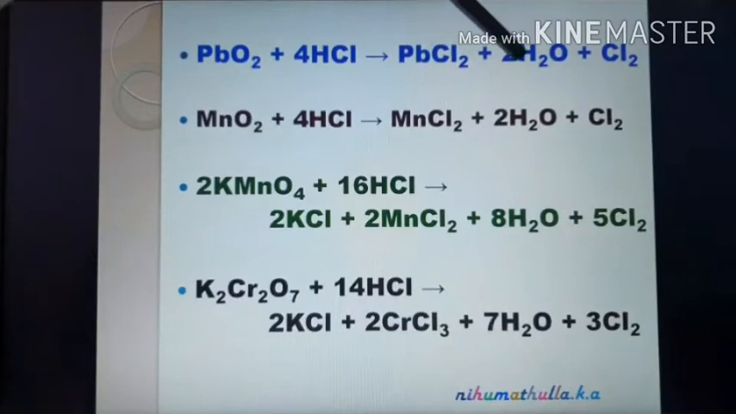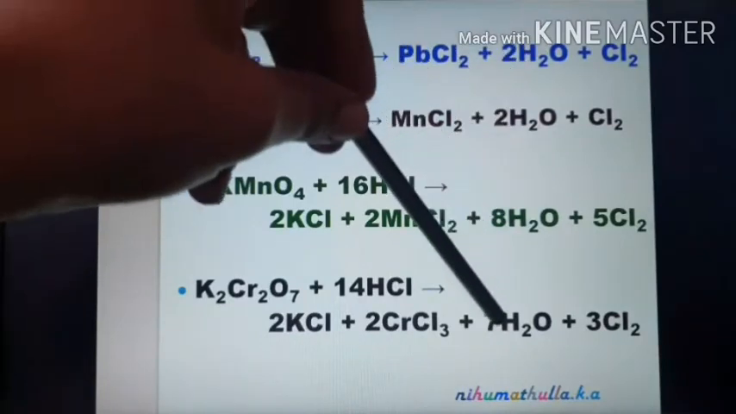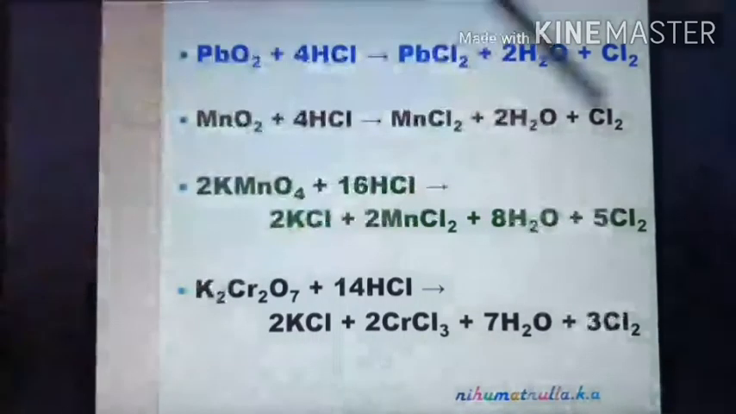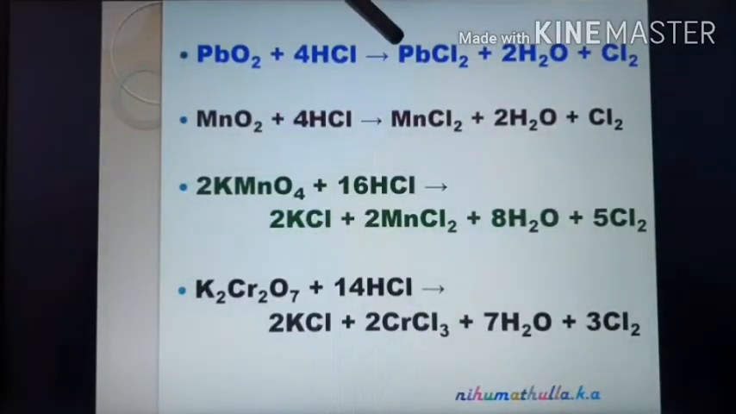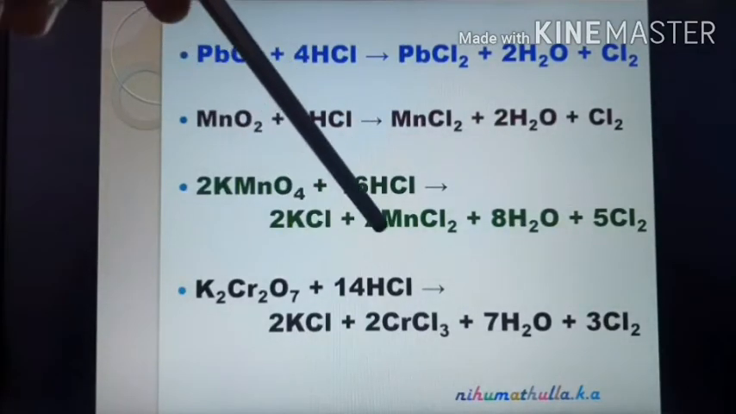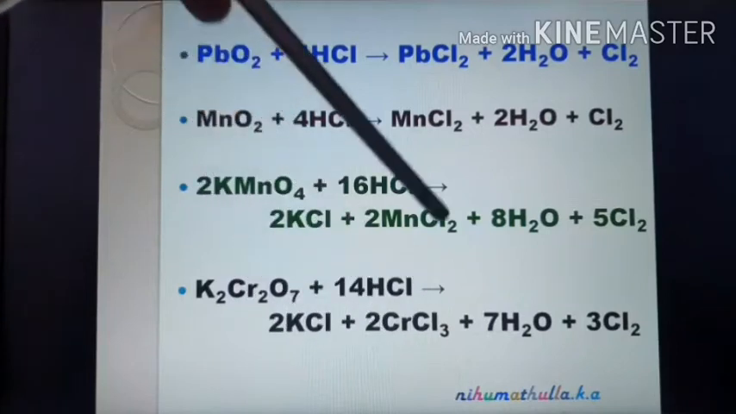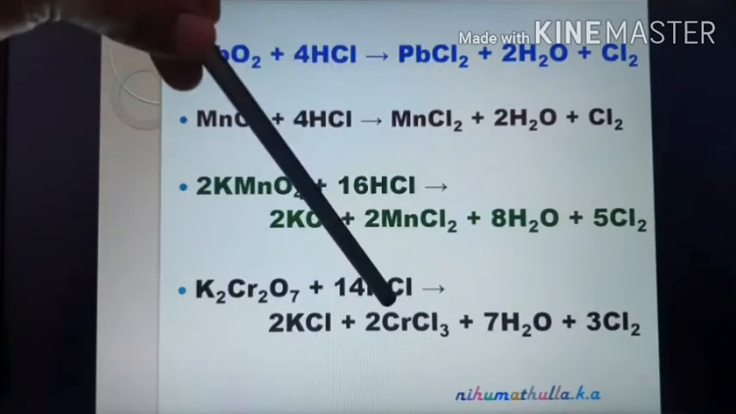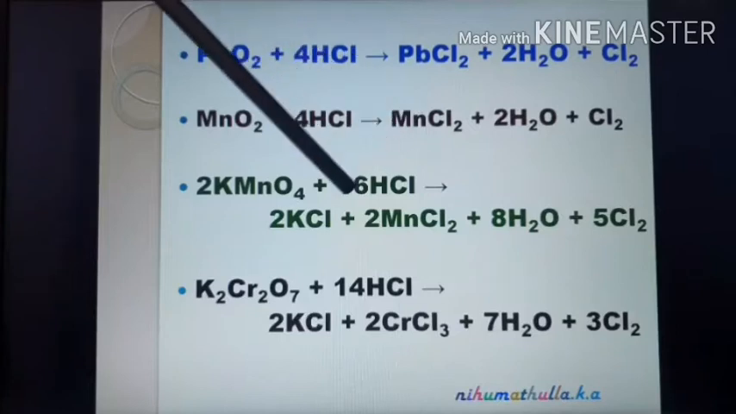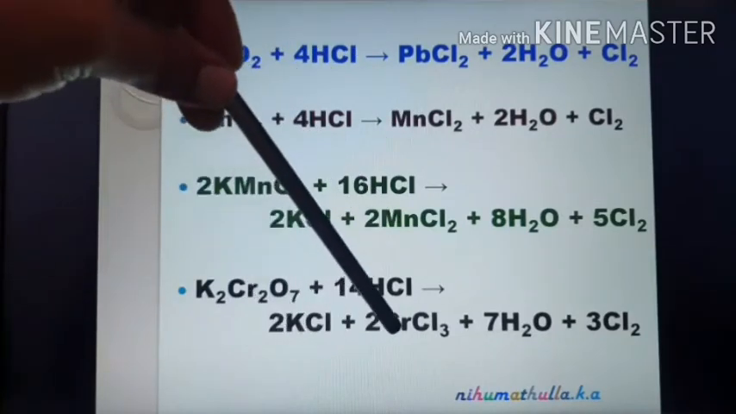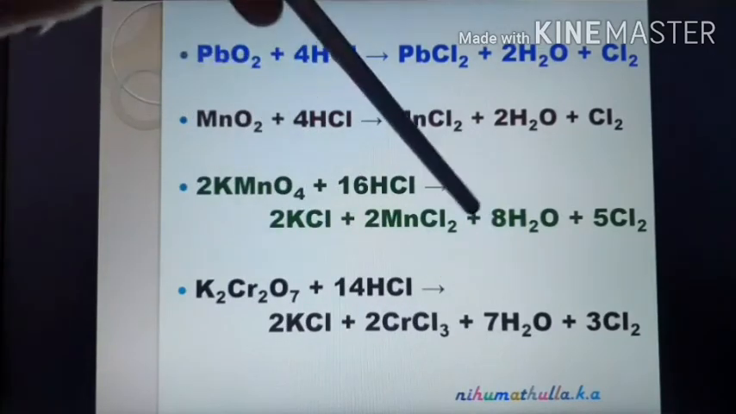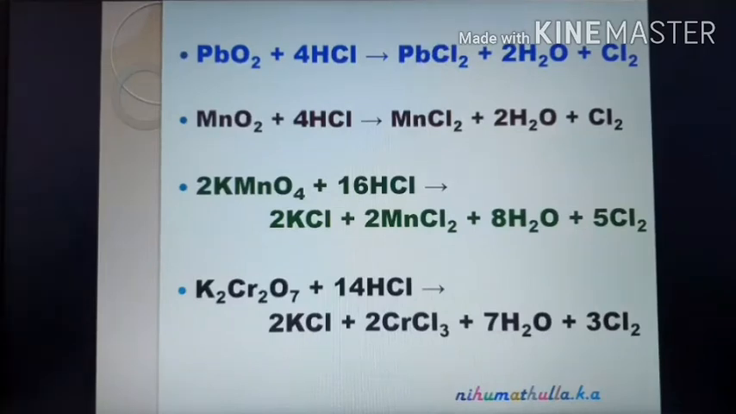And when you see all the reactions, the water molecule and chlorine are common. All the metals are converted into their respective metallic chlorides. So in all these reactions, metals are converted into their metallic chlorides. Chlorine and water are common products in this oxidation of hydrochloric acid to chlorine. Now, we are going to discuss how these reactions take place.